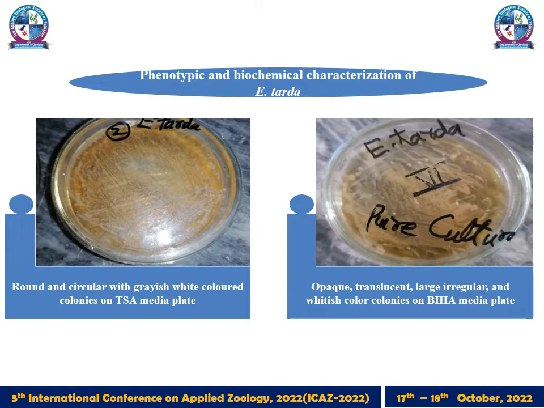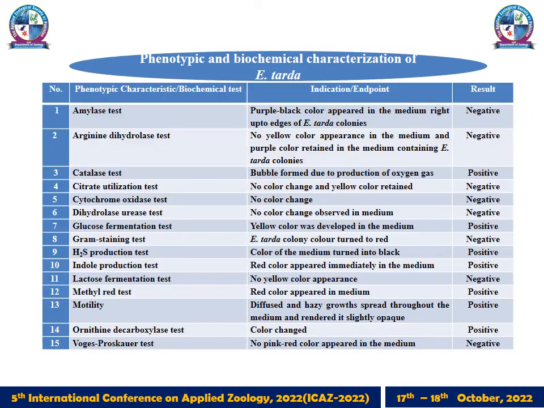This is the figure showing culture of Edwardsiella tarda on tryptic soy agar media plates having round and circular grayish white colored colonies, and this figure shows pure culture of E. tarda on brain heart infusion agar media plate showing opaque translucent, large, irregular and whitish colored colonies. And this table shows the phenotypic and biochemical characterization of E. tarda.